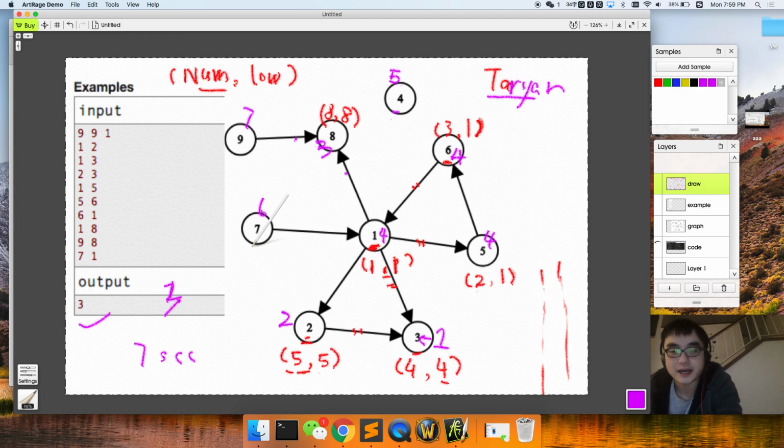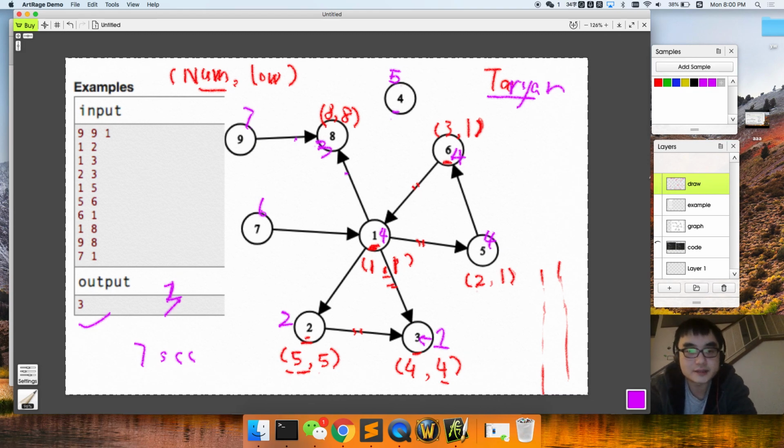I hope I explained the Tarjan algorithm well. If you cannot understand it, you can check out some other tutorials. I will put those tutorial links below the video, all right? So check it out.